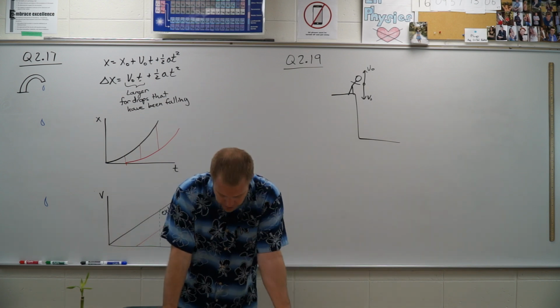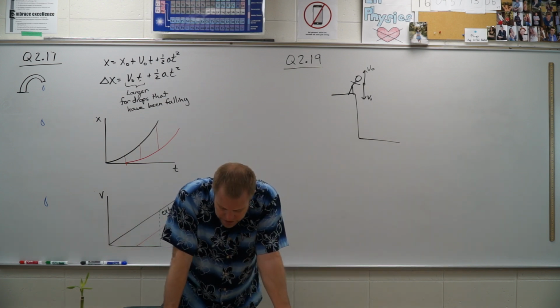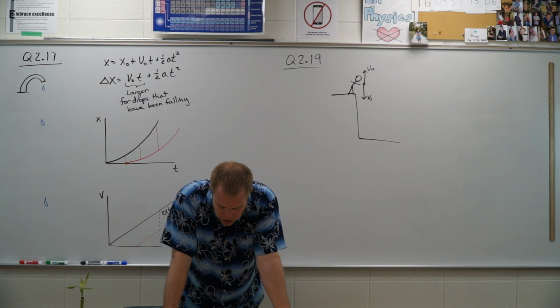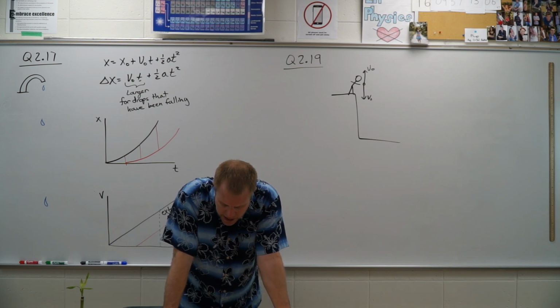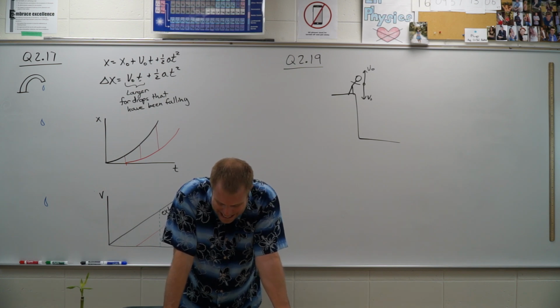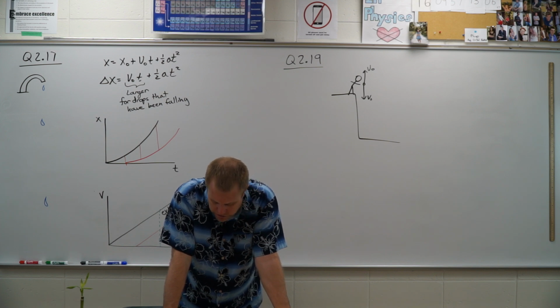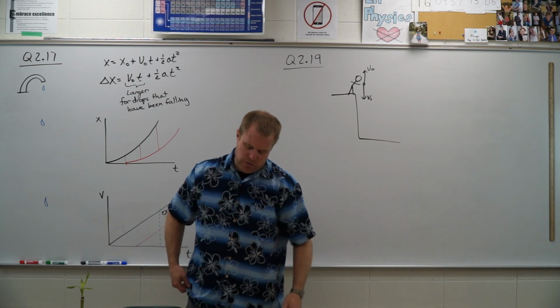All right, let's look at that second one there. From the top of a tall building, you throw one ball straight up with a speed v naught and one ball straight down with a speed v naught. Which ball has a greater speed when it reaches the ground? Which ball hits the ground first? Which ball has a greater displacement when it reaches the ground? And which ball has traveled the greater distance?